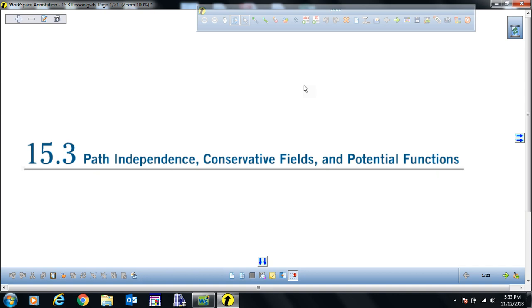If the work over some field from point A to point B, taken through any path, is the same along all the different paths, that means that the field is a conservative field. It is path independent. That's the definition.